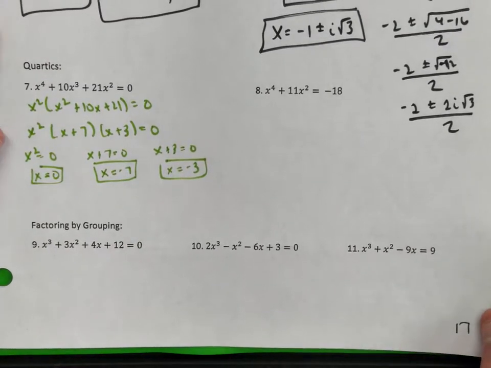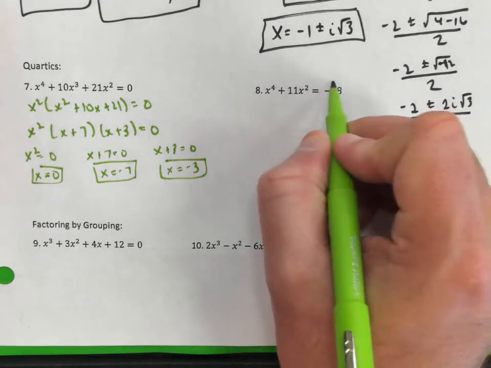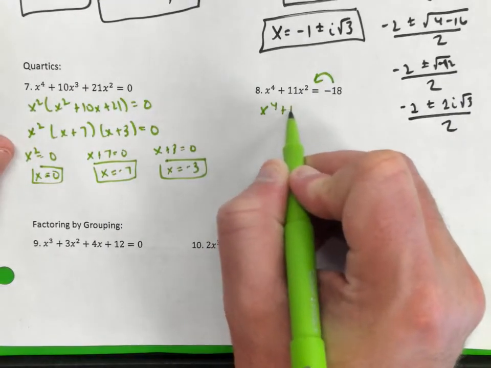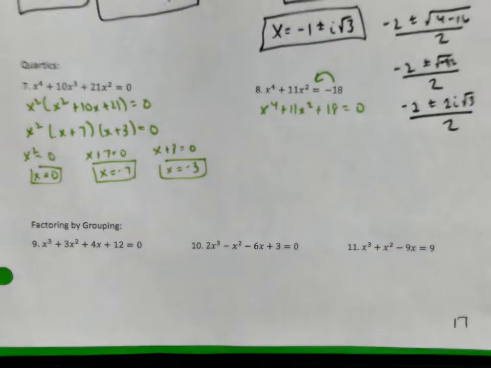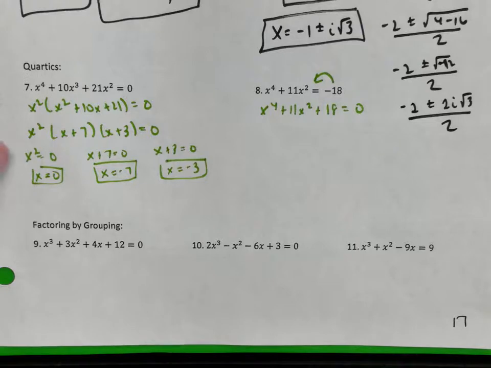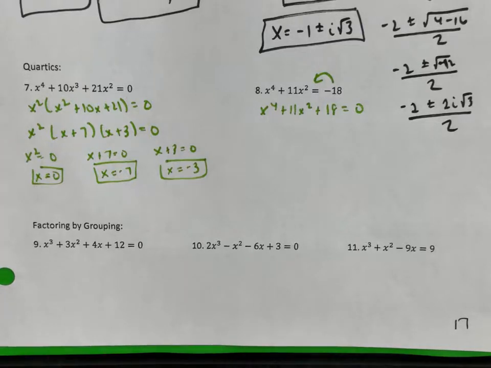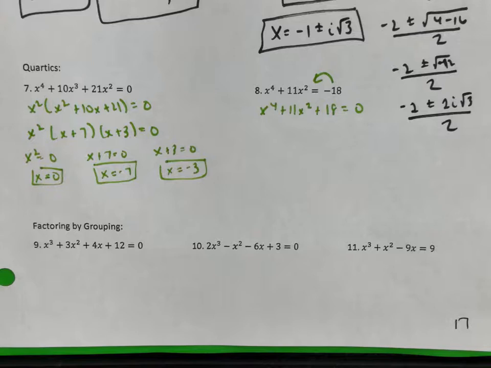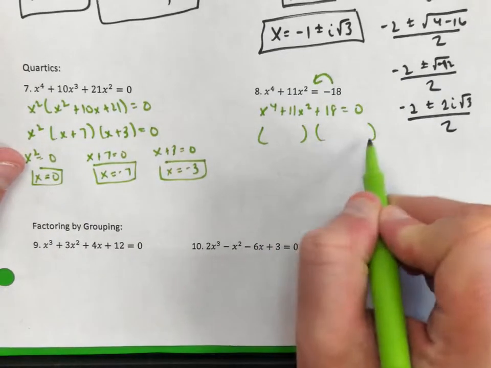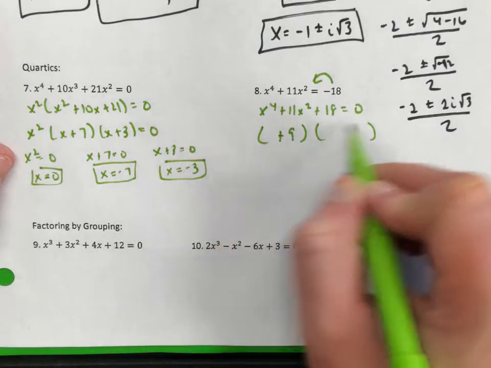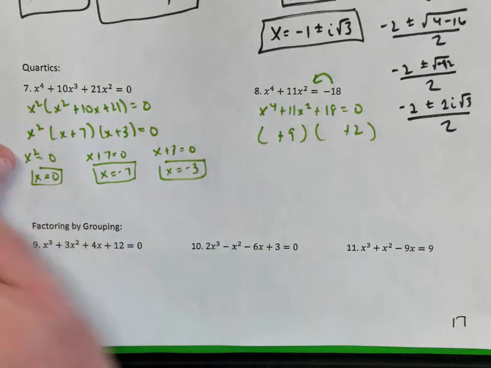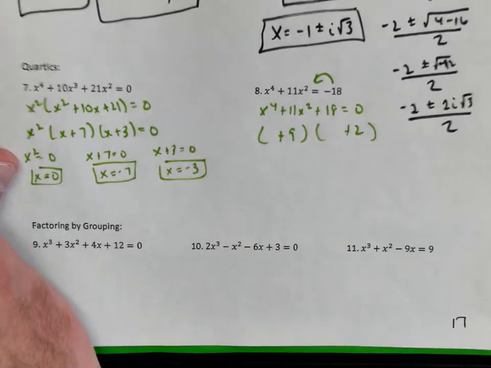All right, number 8. Is it set equal to 0? So I'm going to do x to the 4th plus 11x squared plus 18 equals 0. Now, what does that look like very similar to? Quadratic, easy quadratic factoring, like an x squared with coefficient 1 on it. If it's like that, you can treat it like that. It's got to multiply to give you 18 and add to give you 11. What two numbers do that? 9 and 2. Now, normally we would put an x right there. What do you think we would put since it's x to the 4th? There you go.